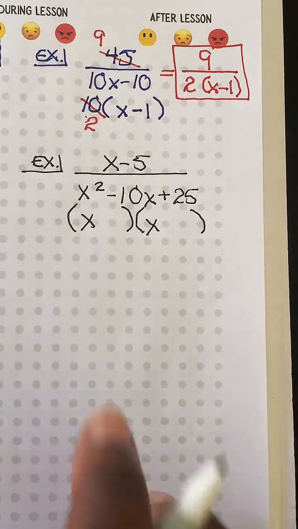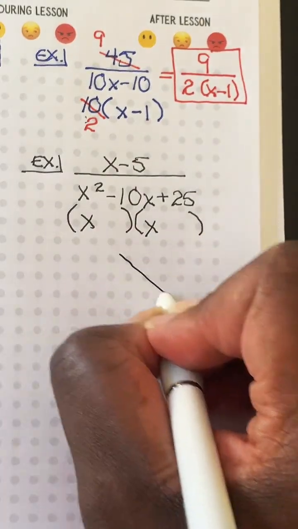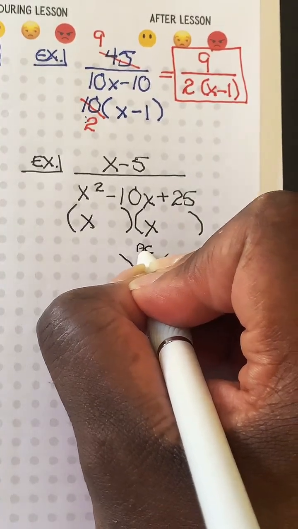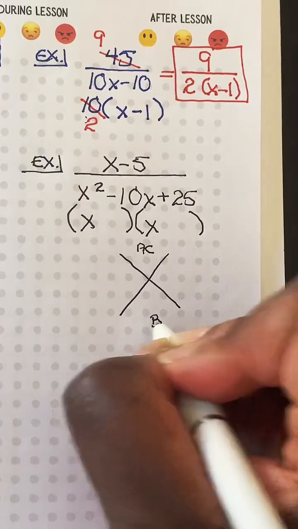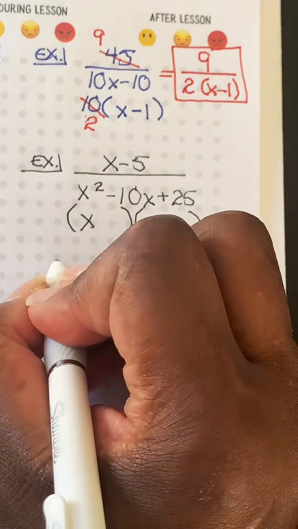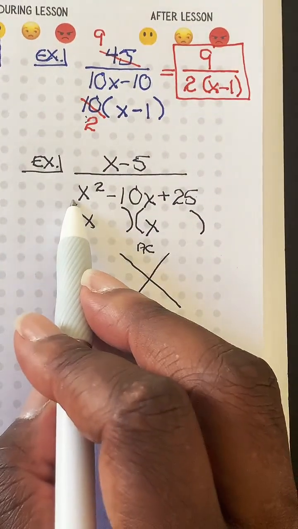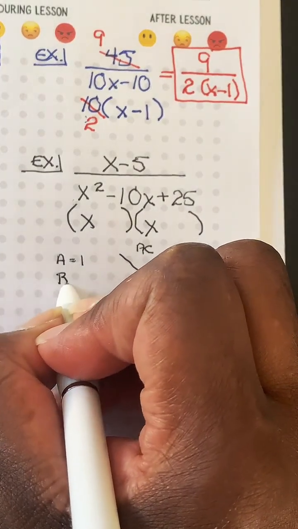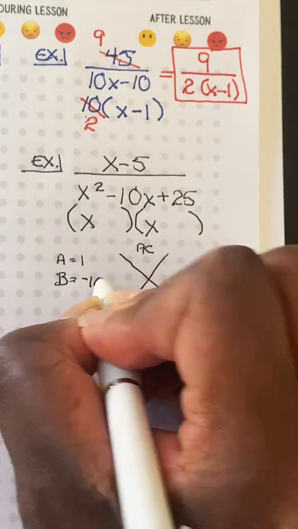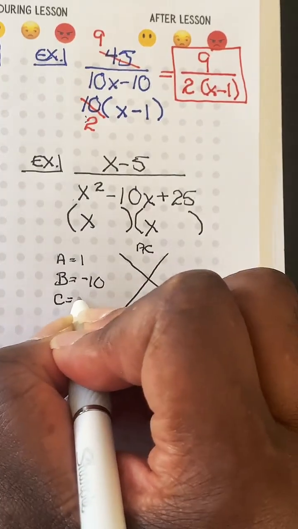So in order for me to figure out my factors, I could do my x. So I have my a and my c, and I'm rewriting my b. The a is the coefficient of the x squared, so my a is going to be 1. My b is the coefficient of x, which is a negative 10. And my c is the constant, which is 25.